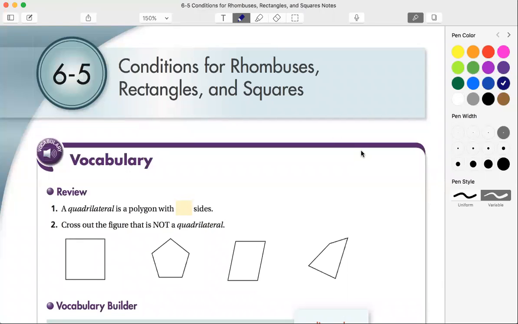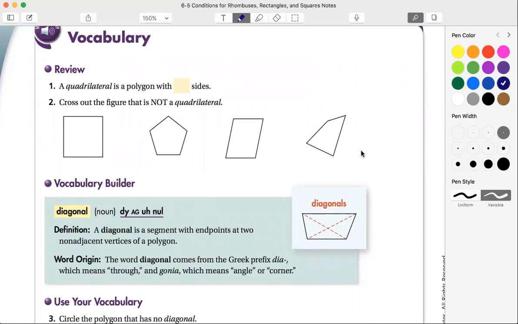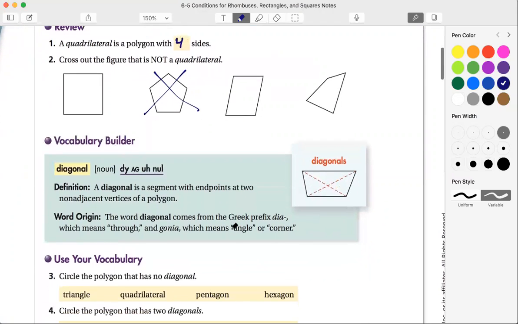All right, this is 6-5, conditions for rhombuses, rectangles, and squares. So a quadrilateral is a polygon with 4 sides. Cross out the figure that is not a quadrilateral. This is not a quadrilateral. So a diagonal is a segment with endpoints of 2 non-adjacent vertices of a polygon.